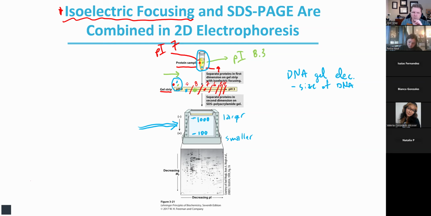So this technique that we're doing in total here is known as 2D electrophoresis. Two dimensions. You're separating molecules based on two dimensions. The first dimension is pI. The second dimension is molecular weight.